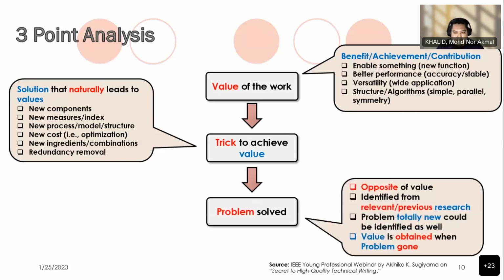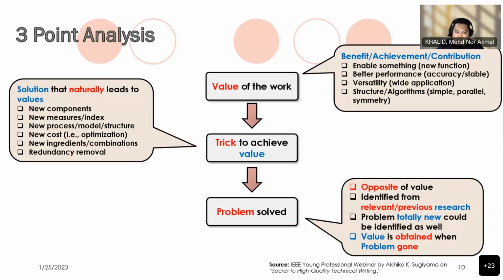And then the third part is the problem itself. Is the problem solved from this value and the trick that you identify? So it's kind of the opposite of value. You need to identify from relevant research, previous work, I think. And is it totally new, or is it something that produces other kinds of problems?